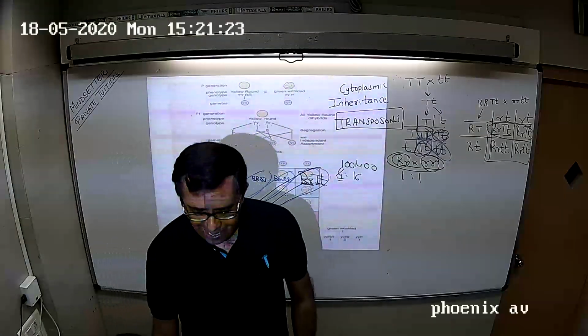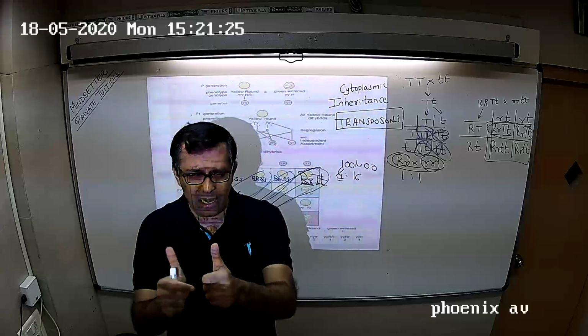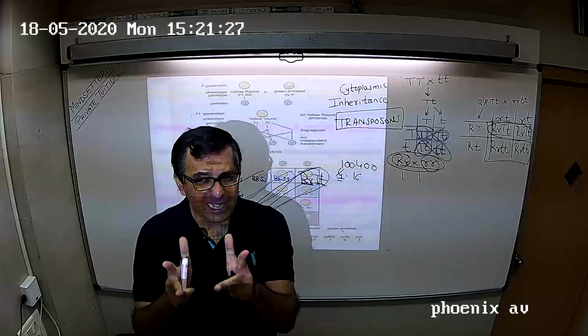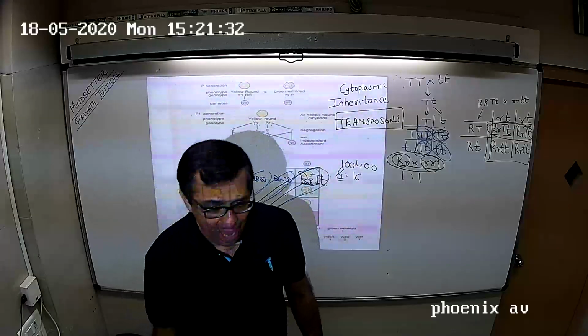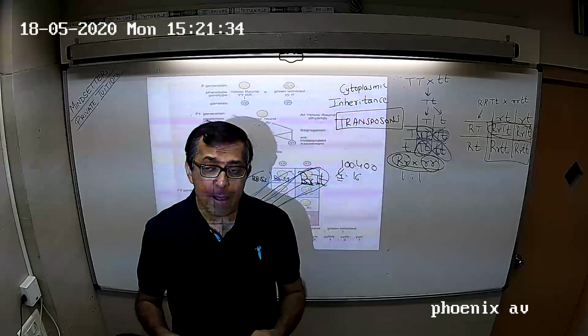No, a polygenic character is not controlled by one pair of alleles, but by 2 pairs of alleles or by 3 pairs of alleles. That is called polygenic inheritance. So it's not a single pair of alleles, it is 2 or 3 pairs of alleles.